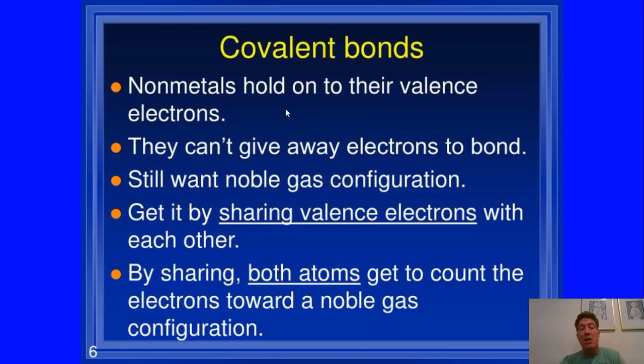Well, here, these covalent bonds are formed by nonmetals. And the nonmetals hold on to their valence electrons. They can't give them away to make electrostatic bonds. But, like the ionic compounds, everything still wants a noble gas configuration. And they can get it if they share their valence electrons with each other. By sharing their valence electrons, both atoms get to count the electrons toward their own noble gas configuration.